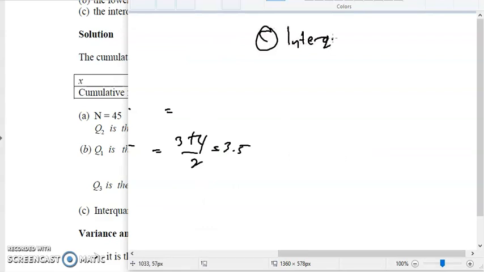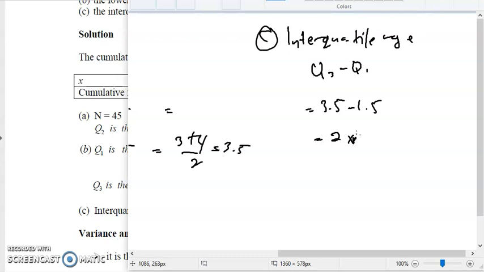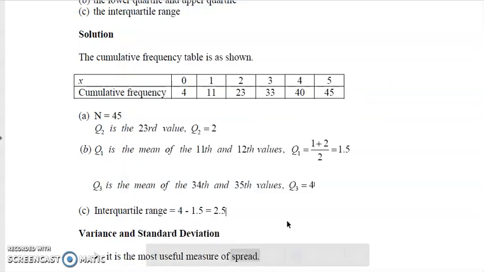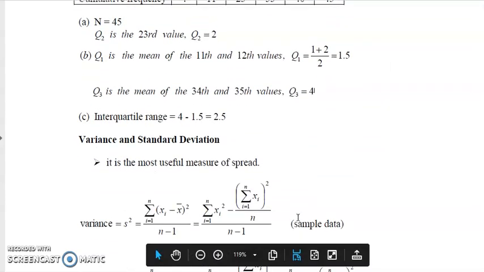in the interquartile range here, of course we'll have Q3 minus Q1, right? So we'll have 3.5 minus 1.5, so therefore we'll have 2. So I hope you are clear about this part. So let's proceed to the next one, which is about variance and standard deviation.